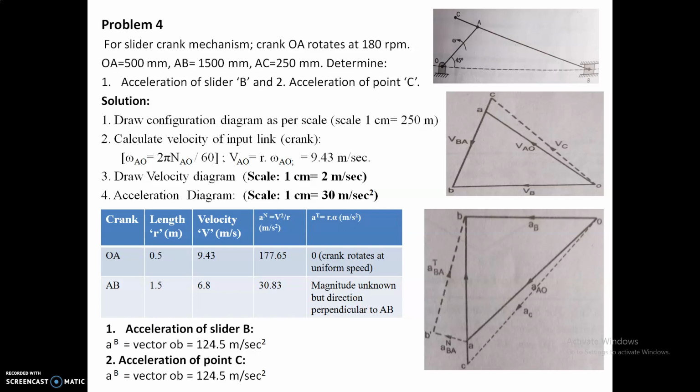The second feature you have to keep in mind: if the crank is given a uniform or constant speed, then there is only one component, that is the normal component. In such cases, the tangential component is zero.